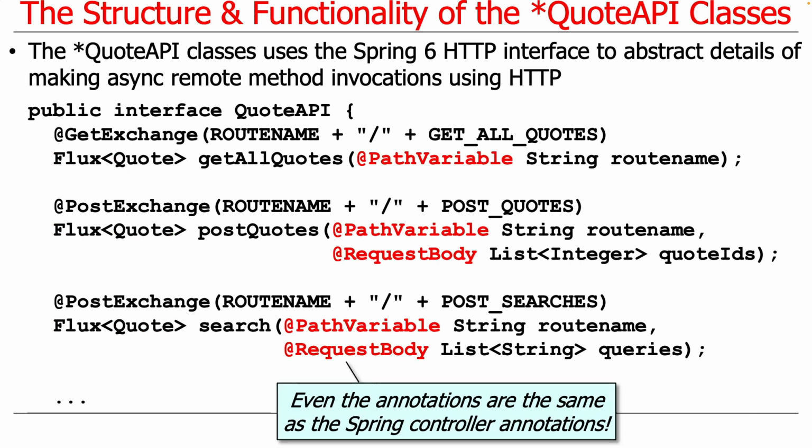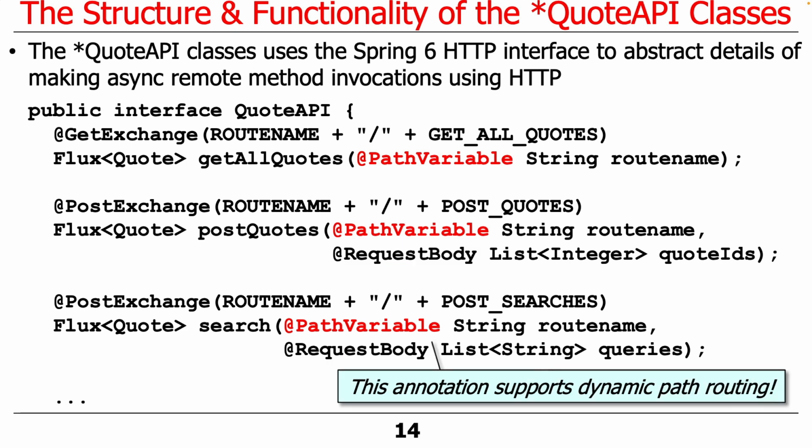Now, this is the other thing to note. The names of the annotations for parameters are also the same, or very largely the same, as the names for the Spring controller annotations. So, for example, we have post. And you can see here that we've got the request body annotation. That's the same that's on the server side. You'll also notice that we have these things called path variable. And path variable is how you provide dynamic path routing.